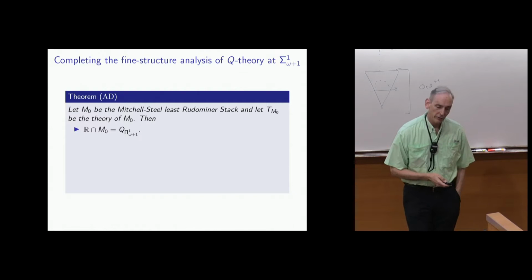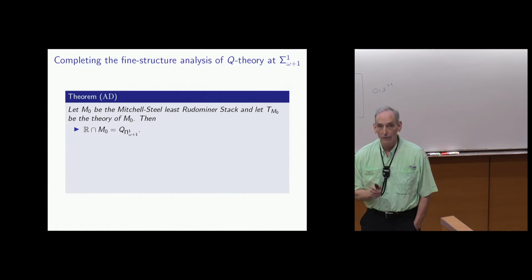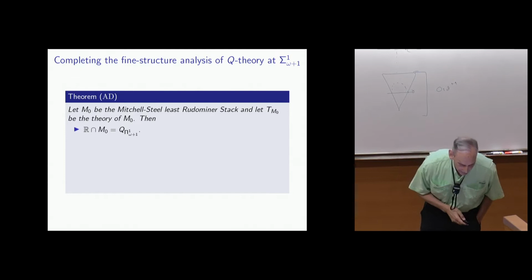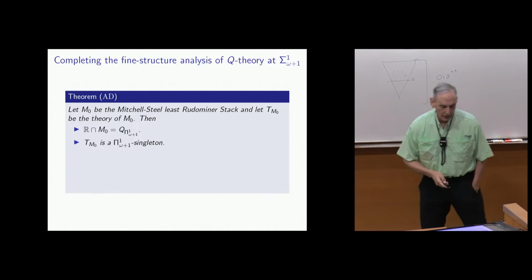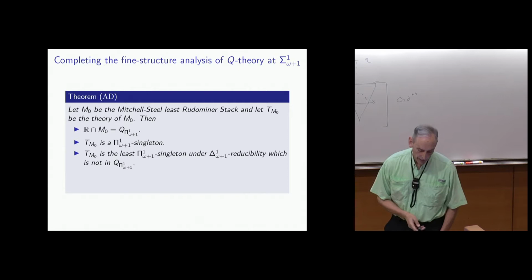Let M0 be the Mitchell-Steel least Rudimentary stack. Let TM0 be the theory of M0, not M0 sharp, just the theory. Then the reals of M0 are Q. I see I'm inconsistent on my notation. I switched to pi 1 omega plus 1, but that's a typo. TM0, that theory, is a pi 1 omega plus 1 singleton. It's the least pi 1 omega plus 1 singleton under delta 1 omega plus 1 reducibility, which is not in the Q at this level.